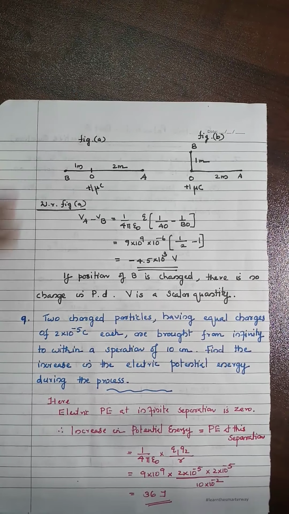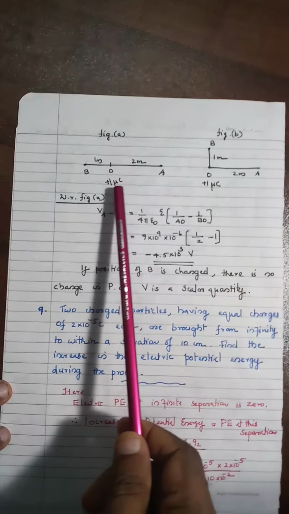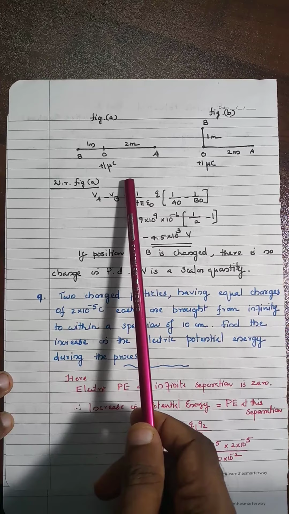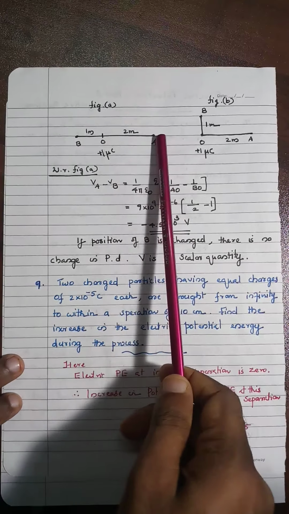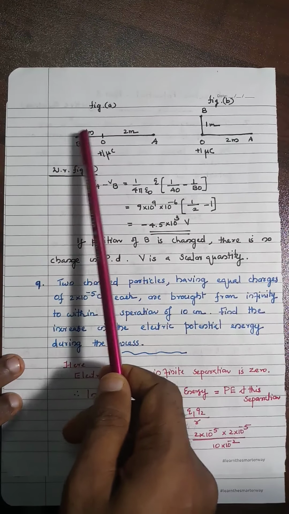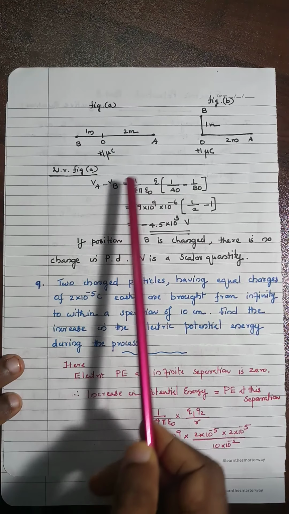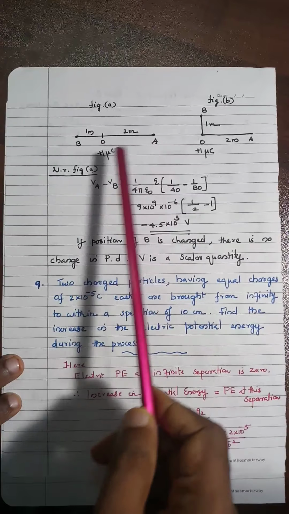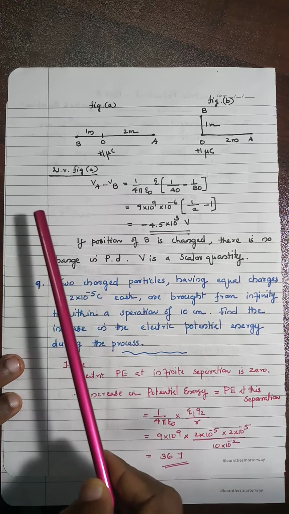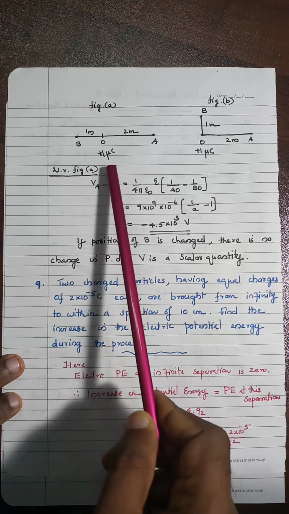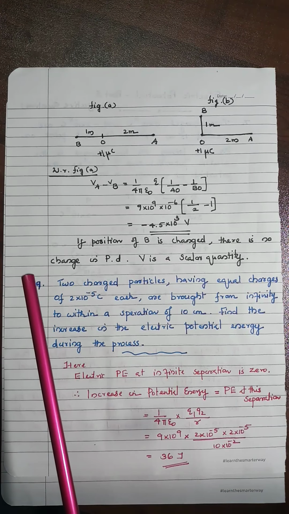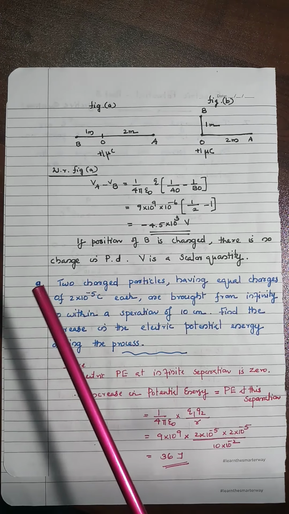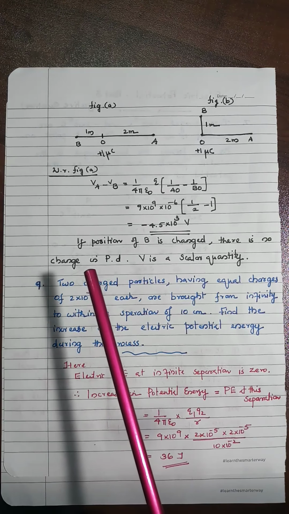See, so it is given that plus 1 microcoulomb is placed at O. The A point is at a 2 meter gap and B point with a 1 meter gap. So at first we can just find what is the potential difference between the points A and B. We want to find what is VA minus VB. You know, due to a charge, what is the contribution? It is so simple as 1 by 4 pi epsilon 0 into Q by separation.